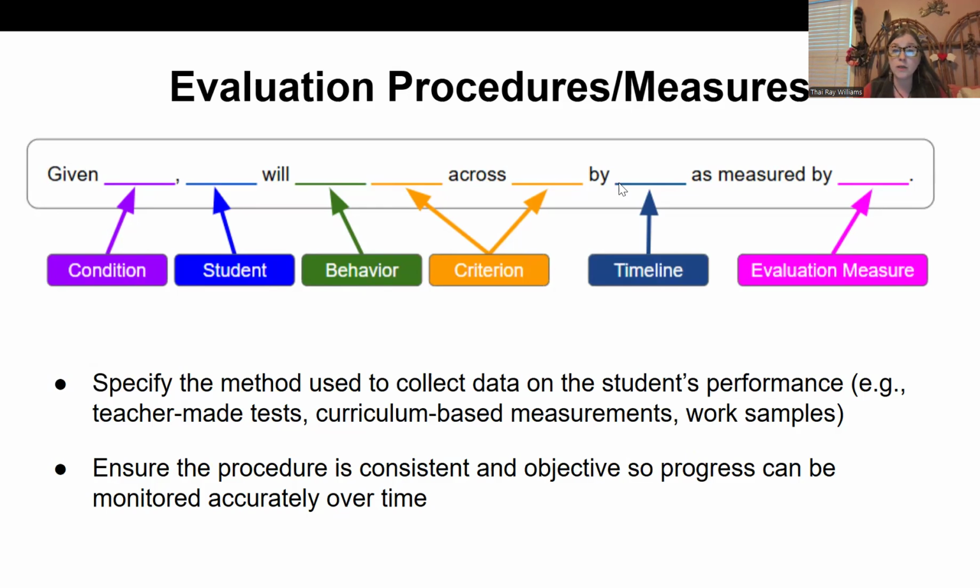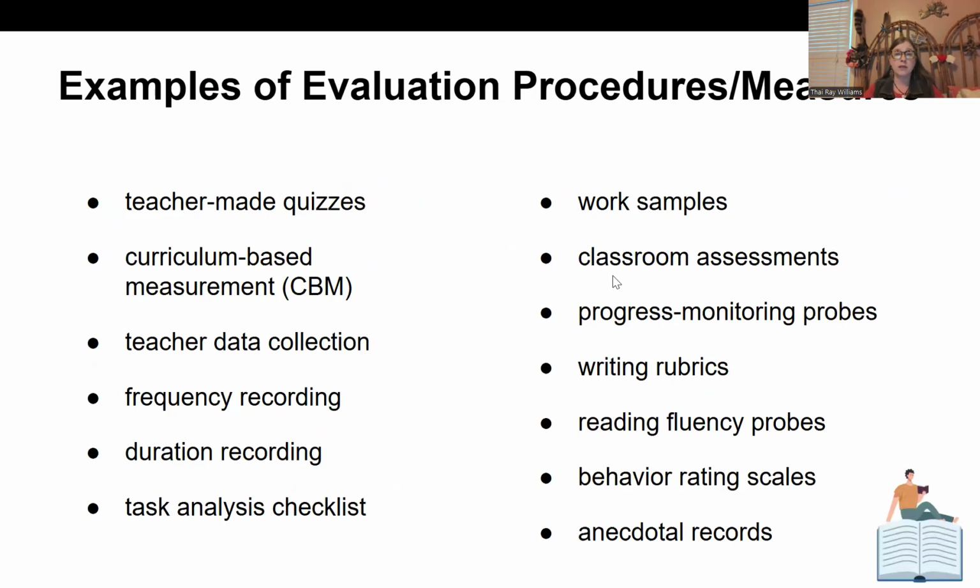So again, you're going to always include your evaluation procedure in your IEP goals. And so again, here's just an example. This is another thing that you might want to go ahead and take a screenshot of, because it just gives you a variety of examples for you to refer back to. So again, it could be things like frequency recording, or duration recording. Duration is how long something occurred or how long it took for something to start. Frequency is how often. It could be you use a behavior rating scale. You could use rubrics. Again, a variety of different assessment tools.